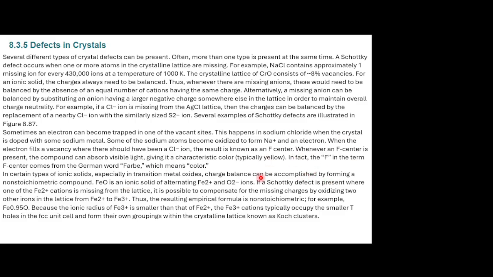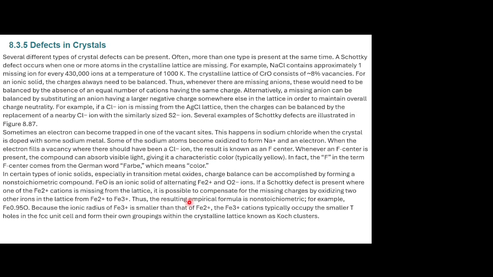Whenever the F center is present, the compound can absorb visible light, and it will give a very characteristically yellow color. You've maybe seen this before: yellow sodium chloride crystals, table salt that has a bit of a yellow tinge to it. It's not super common, but it's common enough that you may have seen pictures. The F in the term comes from F-centered, from the word Farbe, which means color in German.